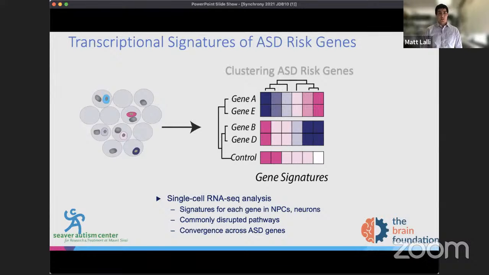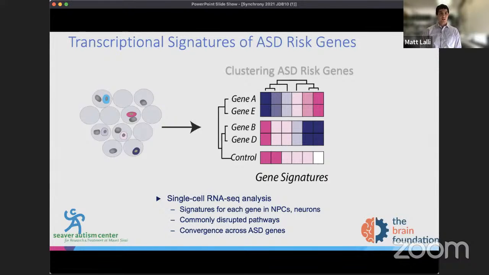So single-cell RNA sequencing allows us to generate the transcriptional signatures of ASD risk genes. Gene expression profiles represent a high-dimensional signature of cell activity, health, and identity. So we can use these signatures. This is an example of a signature for each of the ASD risk genes that we've obtained from single-cell RNA sequencing. We can use these signatures to see which biological pathways are commonly disrupted by ASD risk genes, and these signatures are going to be in a cell type specific and time point specific manner.